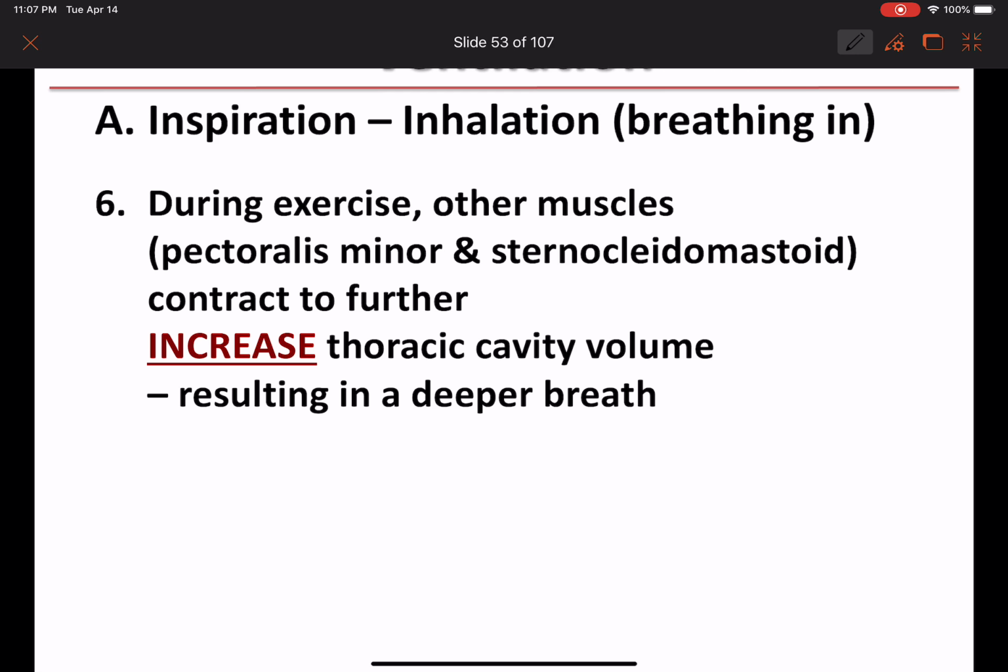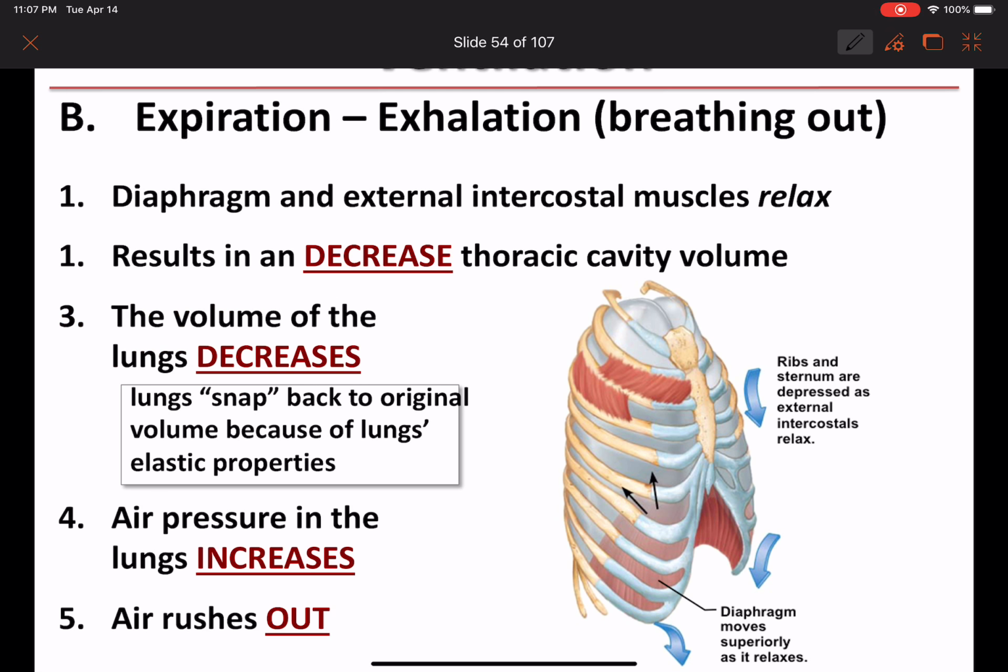Okay. So during exercise, there are other muscles that can help expand the thoracic cavity even more. For example, pectoralis minor muscles, sternocleidomastoid muscles. It can help you out even more in that respect to be able to take in even more air than that normal 500 milliliter tidal volume, which we'll talk about later in our last lecture on lung volumes.